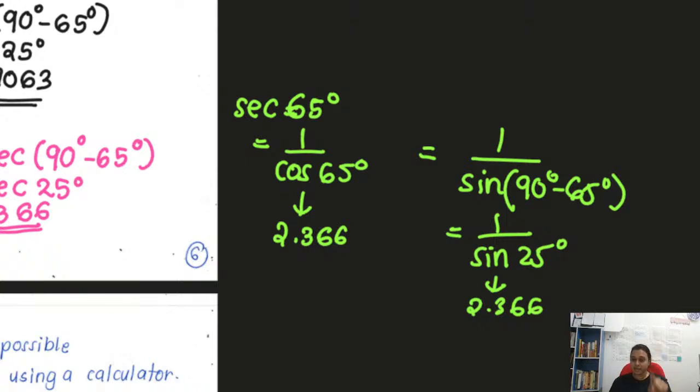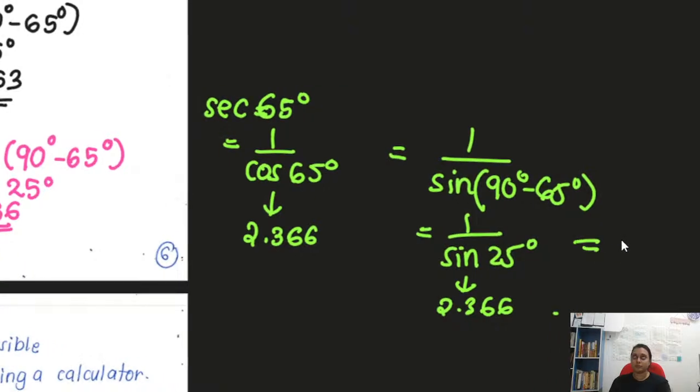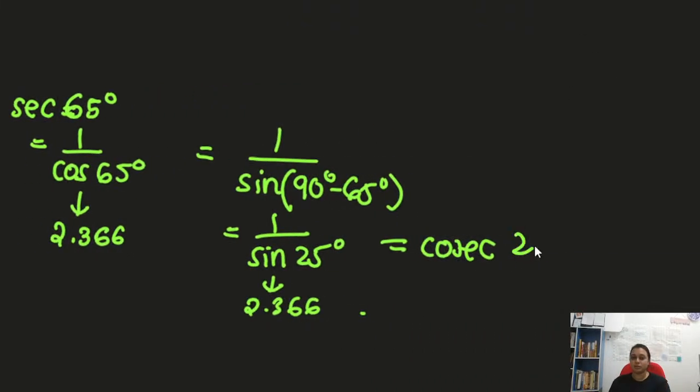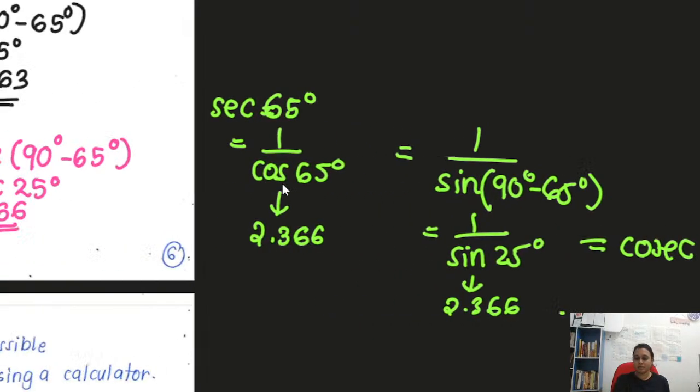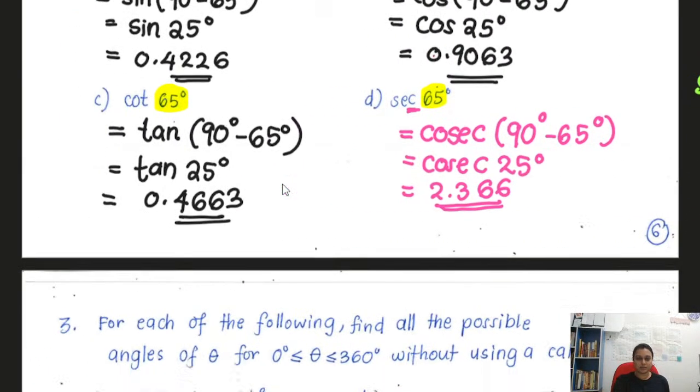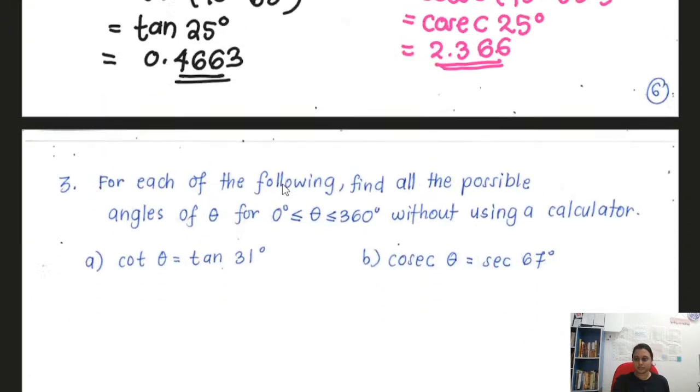Because 1 over sine, kalau tukar balik, jadi apa? Cosecant. Kan? Dia akan jadi cosecant 25. If this is the way kalau nak check. Okay, I go to the next question.